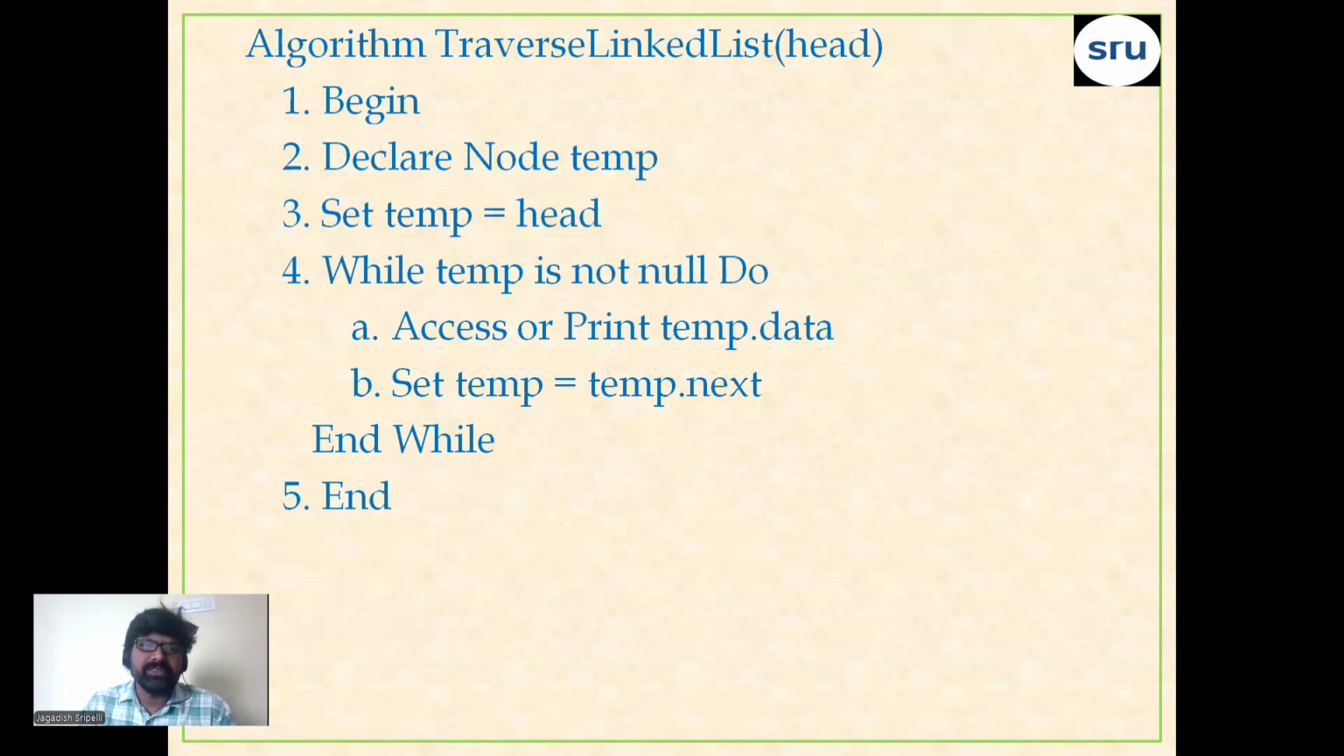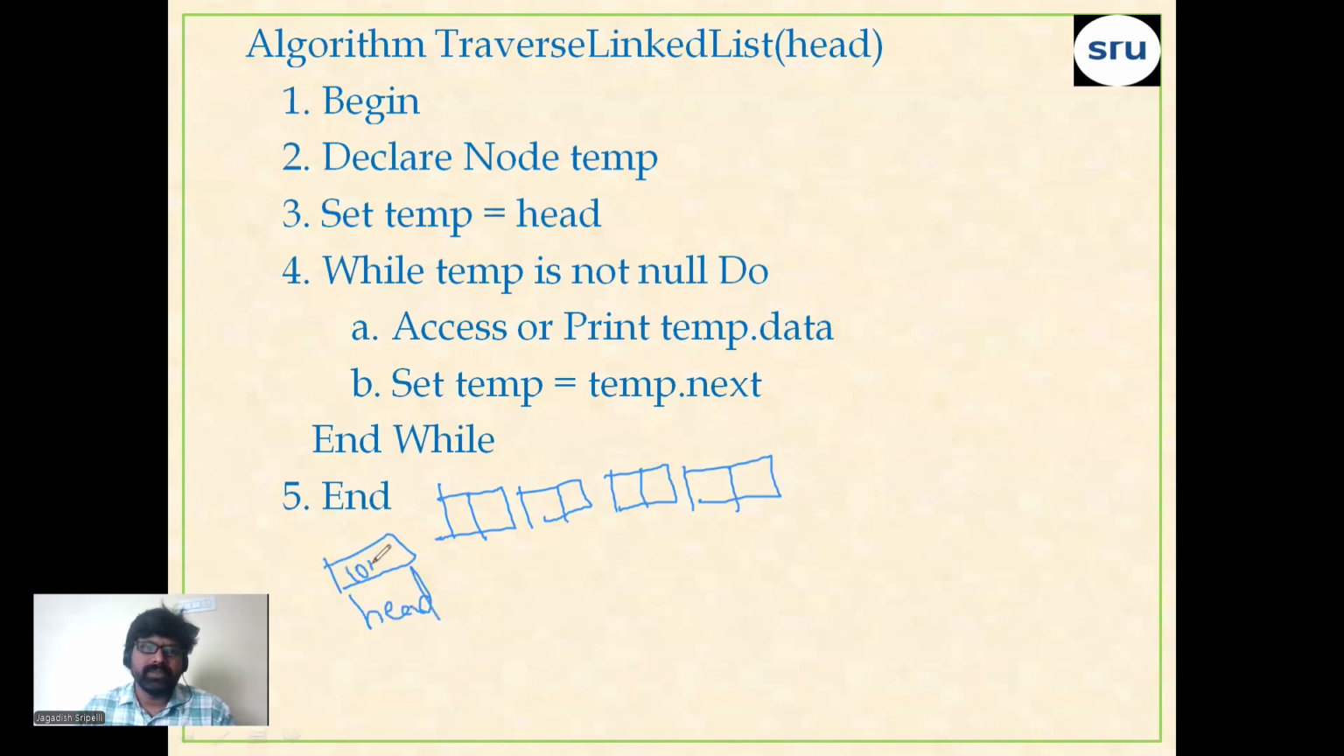Traverse linked list. Traverse means accessing each and every element from the linked list. For example, 4 nodes are there in the list. So 4 nodes are available in the list. For example, I can take like this here: this is a node, this is a node, this is a node, this is a node. 4 nodes are there. This is the head part. Head part contains the first node's address.